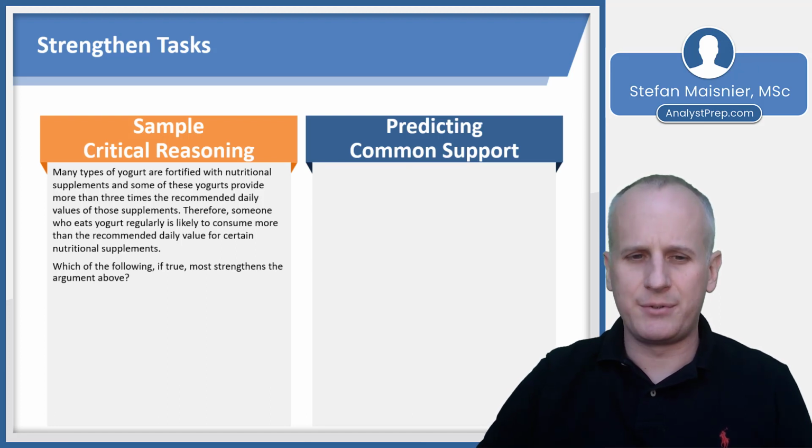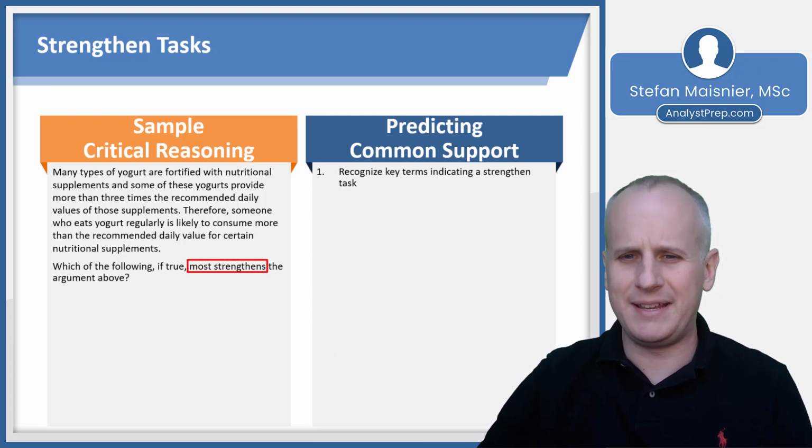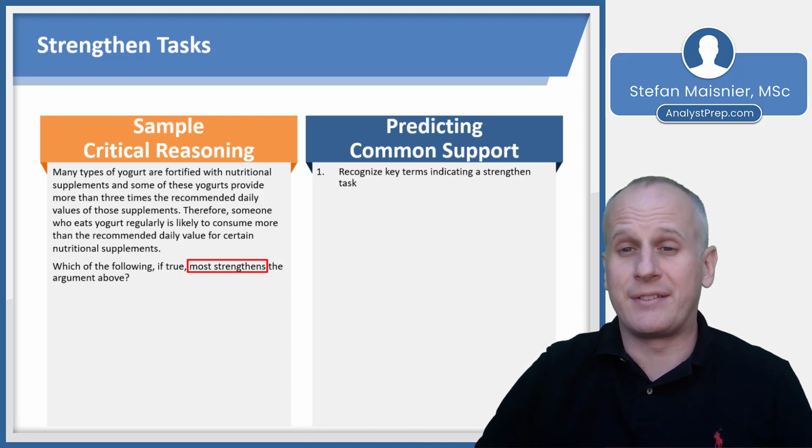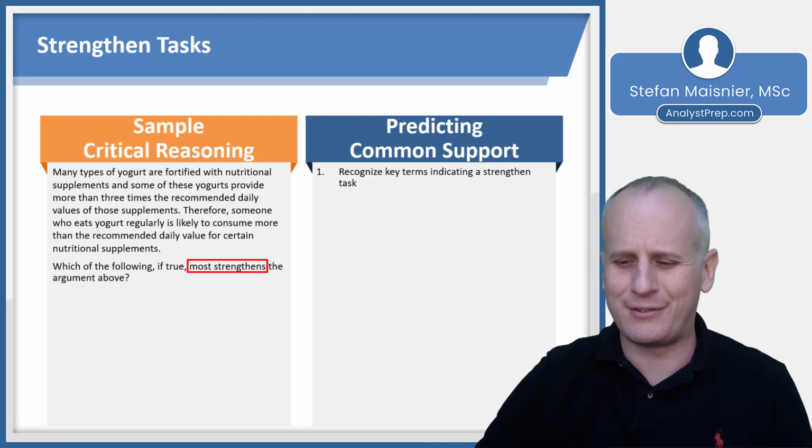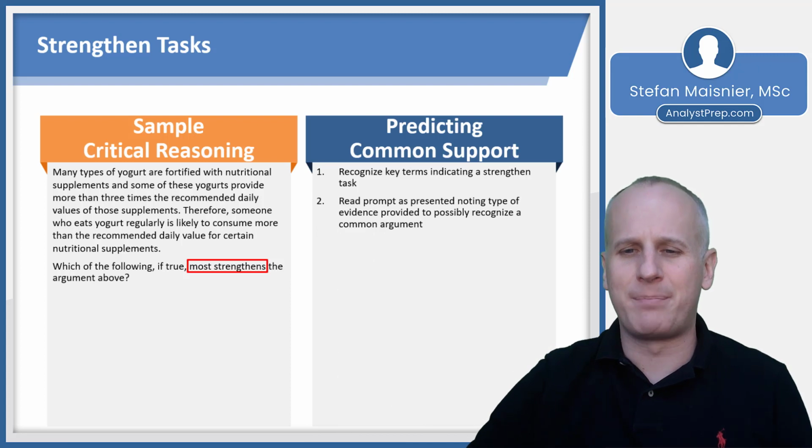So as always, we read the task first. We've got, which of the following, if true, most strengthens the argument above. So we recognize the key term indicating a strengthen task. It says strengthen. Sometimes it's not that hard to identify a strengthen task. Then you need to read the prompt and try to note the types of evidence that are provided to possibly recognize a common argument.